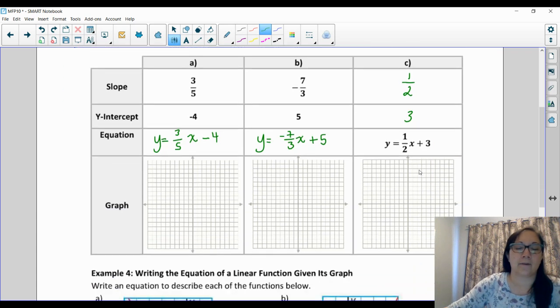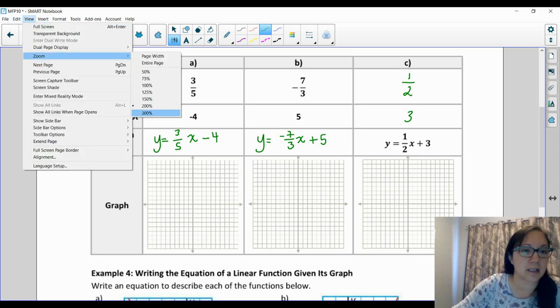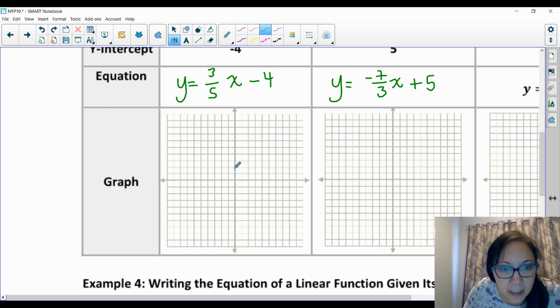Now, to analyze these a bit further, what would their pictures look like if we were to graph them? So I'm going to zoom in a little bit here. We're fairly zoomed in already, but just to make it even bigger. When we go to graph this one, we always start by graphing the y-intercept because it's the one point that we know for sure is on the graph. And so this y-intercept is -4. So I'm going to start at 0, 0. I'm going to go down 4. 1, 2, 3, 4. So that is represented by this point.